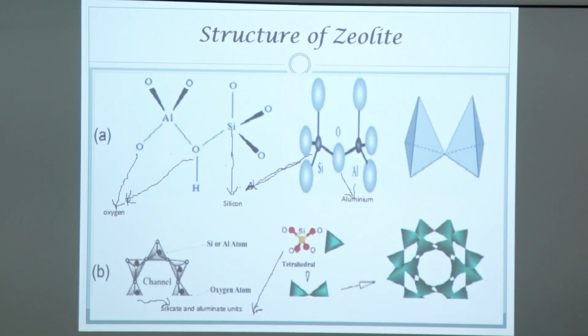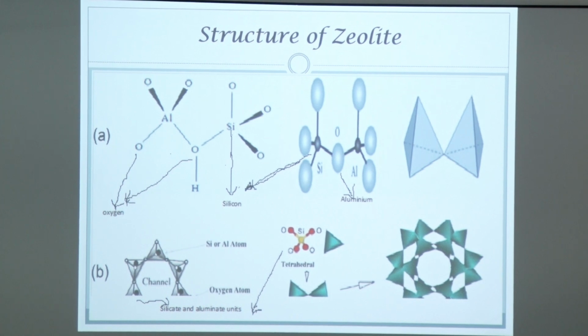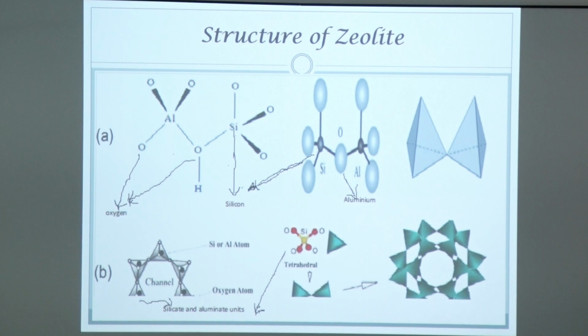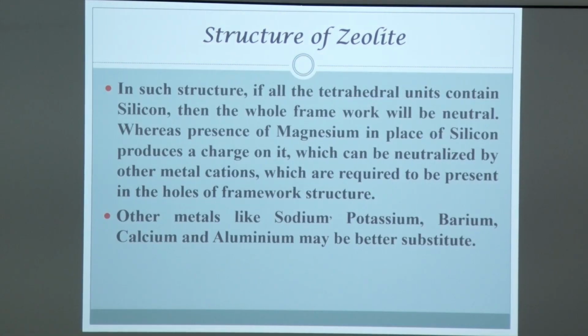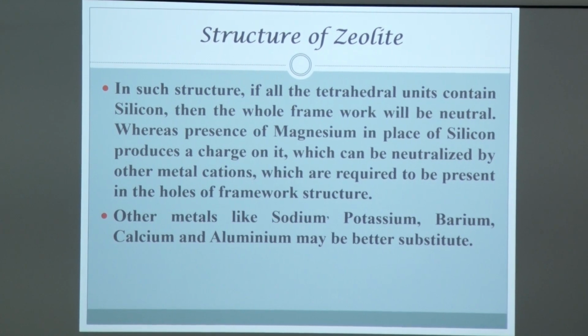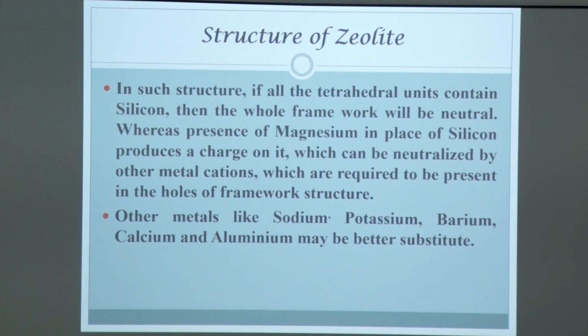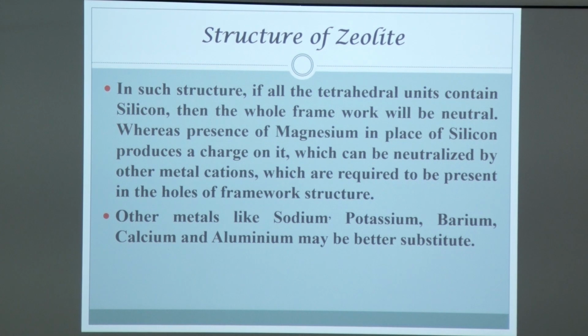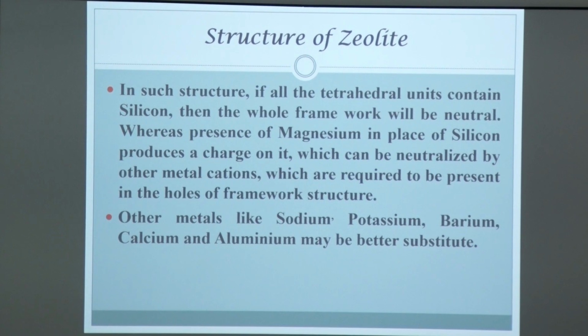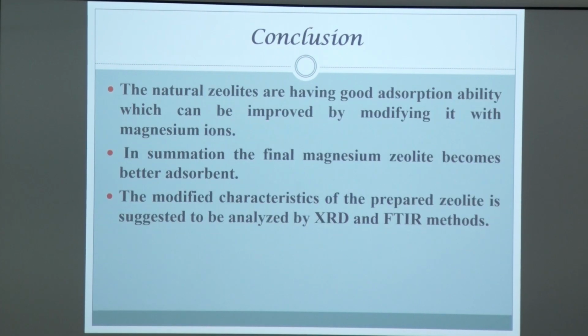Particularly, the structure has tetrahedral units containing silicon, then the whole framework will be neutral. In zeolites which have a framework, the presence of magnesium in place of silicon produces a charge on it, which can be neutralized by other metal cations which are required to be present in the holes of the framework structure of zeolite. Other metals means I have used here particularly magnesium, but other metals like sodium, potassium, barium, calcium and aluminium also may be better substitutes. The conclusion of this research paper is what?